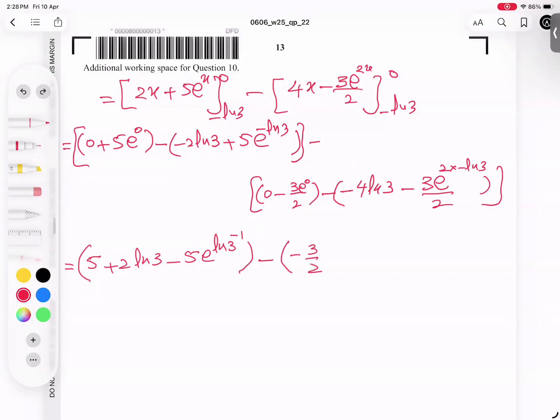Negative into negative, I get a positive 4 ln 3. Negative into negative, again is positive 3 over 2. But here, interesting, this negative 2 will go in the power of 3. And I'm getting here e^(ln 3) to the power negative 2. I think you're understanding. Now students, 5 plus 2 ln 3. And you know it very well.